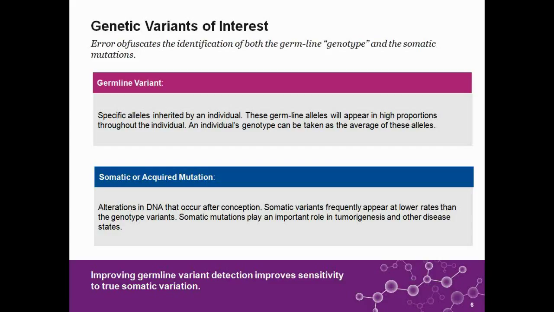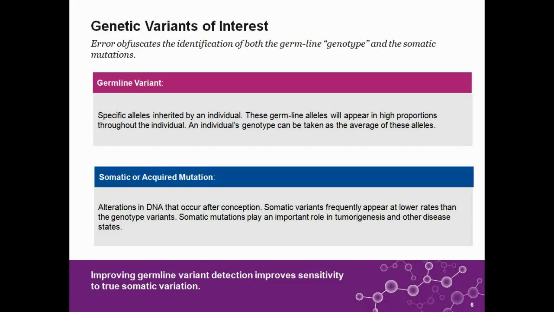A germline variant are those specific alleles that are inherited by an individual. So these are the germline alleles that you'll see in high proportions throughout the individuals, and the individual's genotype can be thought of as the average of those alleles.